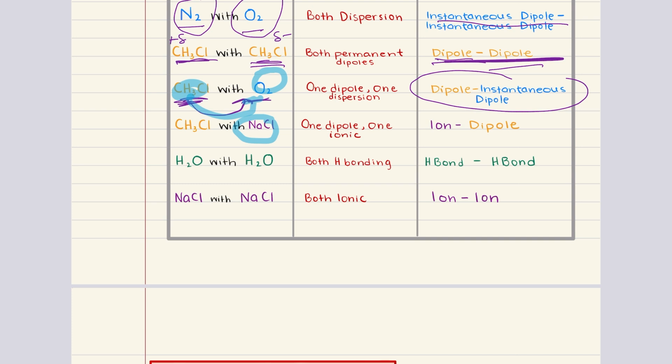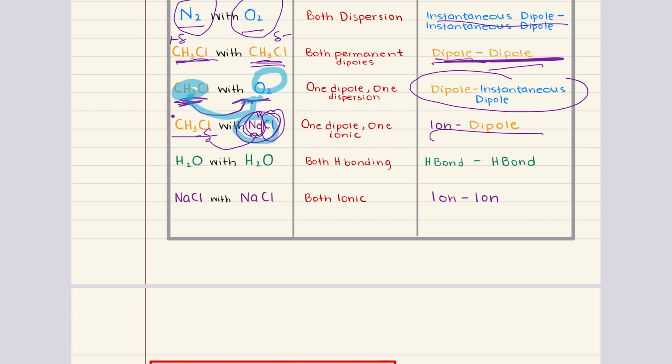Now, if one molecule is ionic and the other is polar, then the interaction that happens here is called an ion-dipole force, which is particularly important in dissolution processes, such as how sodium chloride dissolves in water. The example we have here, however, is sodium chloride in chloromethane. Sodium chloride is an ionic compound. It's made up of sodium cations and chloride anions. The partially negative charge on the chlorine in chloromethane, that's going to be attracted to the sodium cations in sodium chloride.